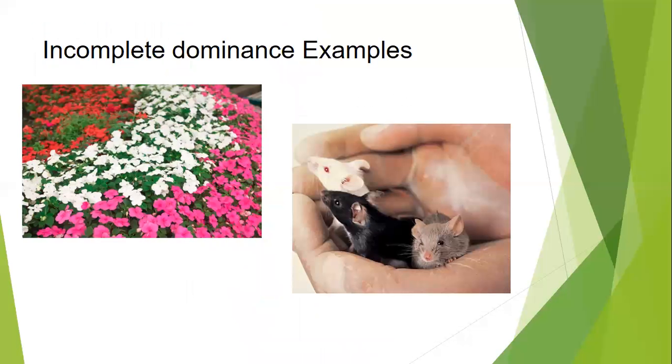Here are some examples of incomplete dominance. This would be CR CR, CW CW, CR CW. Homozygous, homozygous, heterozygous. Notice no recessive or dominant. Over here we have our mice. Homozygous white, homozygous black, heterozygous gray.